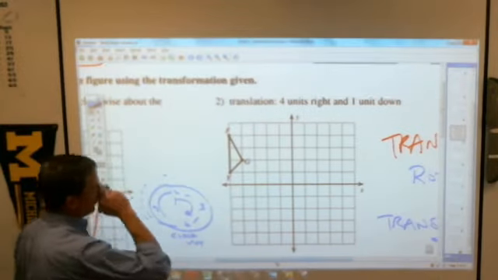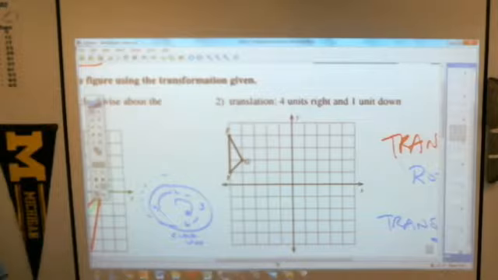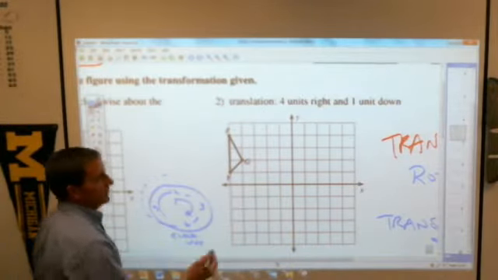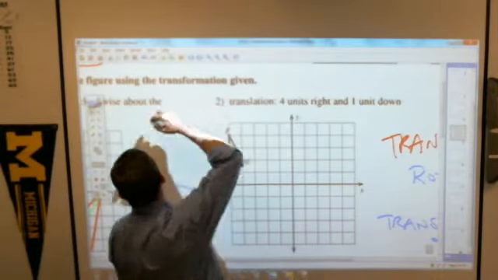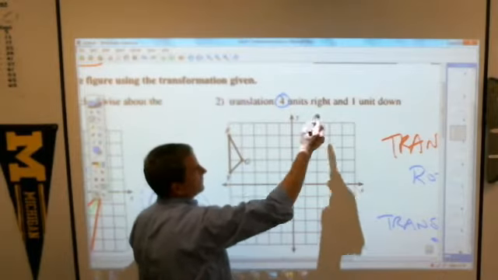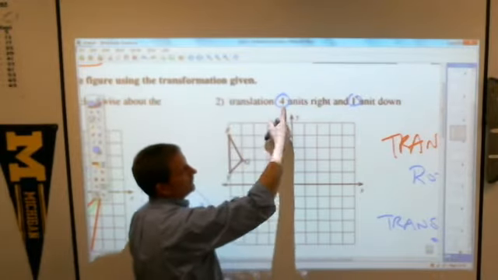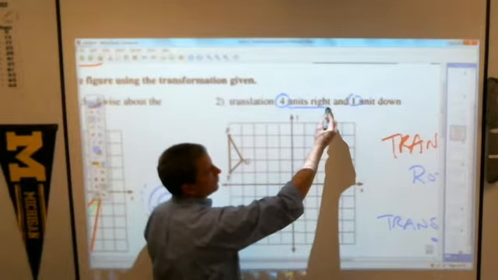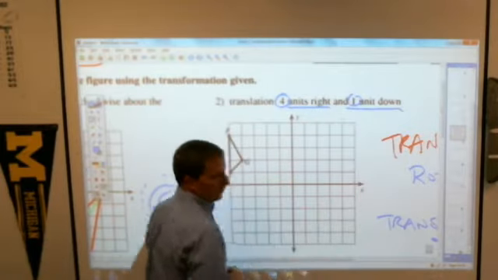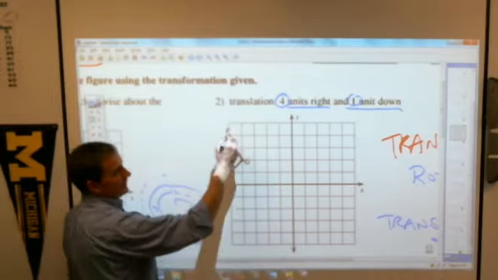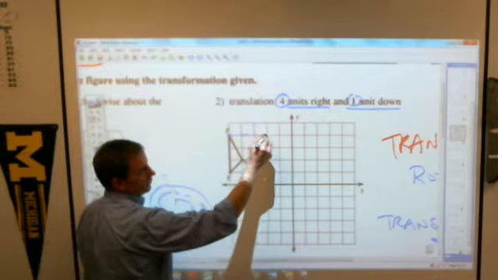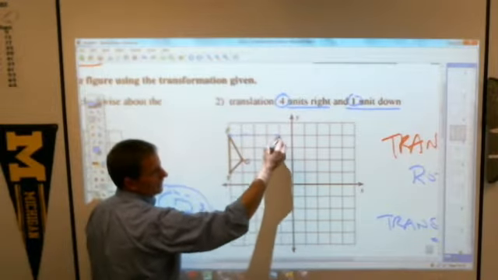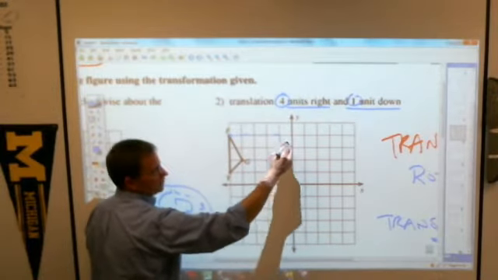Now, let's move on to translations. Translations are by far the easiest things to do because you just have to pick the points. You just have to pick the points and do what it says. From every point, you go 4 units to the right and 1 unit down. So if I want to translate point F, I just go 1, 2, 3, 4 units to the right and 1 down. There's my new F prime.